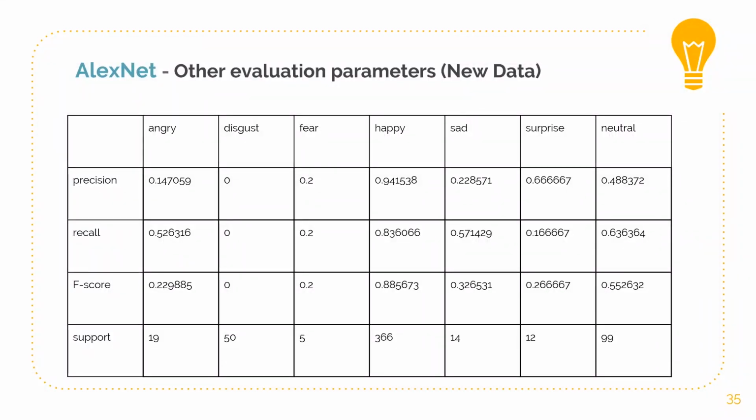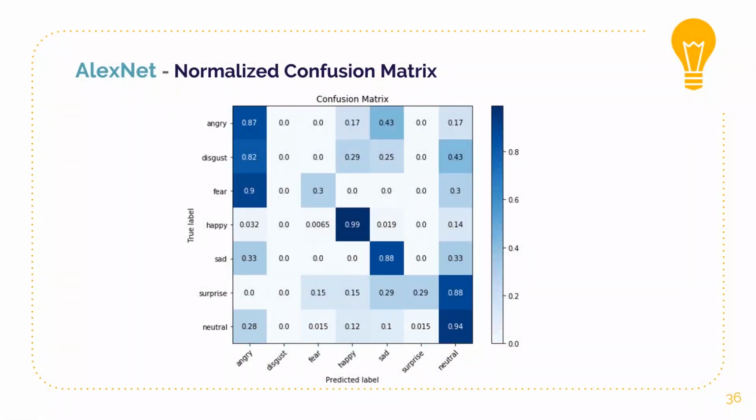This is the result for the other evaluation parameters for the new testing data for AlexNet. There is one thing about disgust: AlexNet cannot recognize any of them from the testing data and label it as disgust. And then this is the normalized confusion matrix for AlexNet. Both of the models behave very similarly, but there is one thing that fails in AlexNet, which is surprise, and most of the surprise images are labeled as neutral.